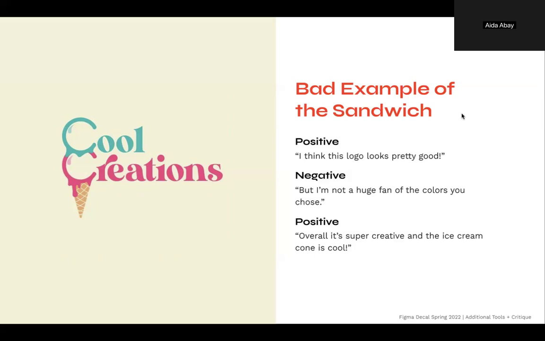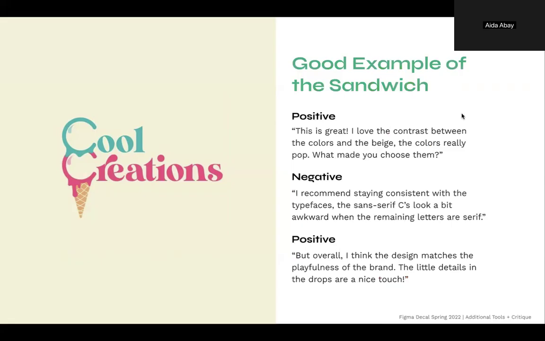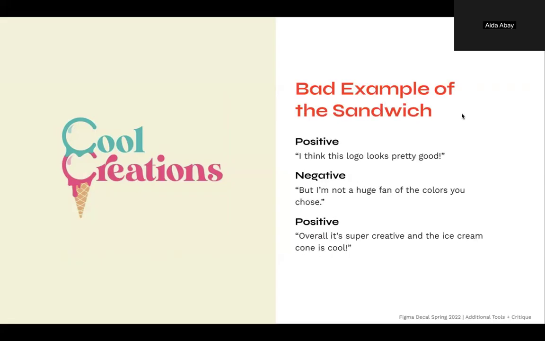Now that you have all done it, I'll give you a bad example of the sandwich. Your positive would be, I think this logo looks pretty good. And then your negative is, but I'm not a huge fan of the colors you chose. And then positive, overall it's super creative and the ice cream cone is cool. What's the issue with that? If anyone can tell me.